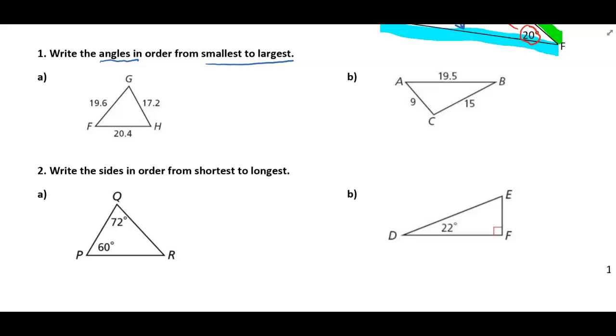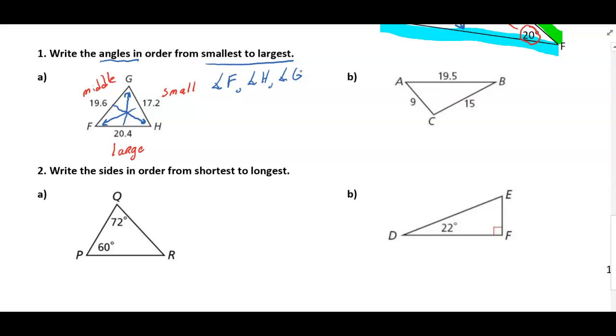Okay, welcome back. Let's see how you did on number 1. So number 1, the 20 is the largest. I'm going to write the word large. The 19 is the middle side. I'm going to write middle. And the 17.2 is the small side. So I'm going to write small. And the directions here are to list it from the smallest to the largest. And I want the angle. So I'm going to find the smallest side going across. I got letter F, or angle F. So angle F is the smallest. The middle side going across would be angle H. And then the largest side is the 20.4, so going across is angle G.